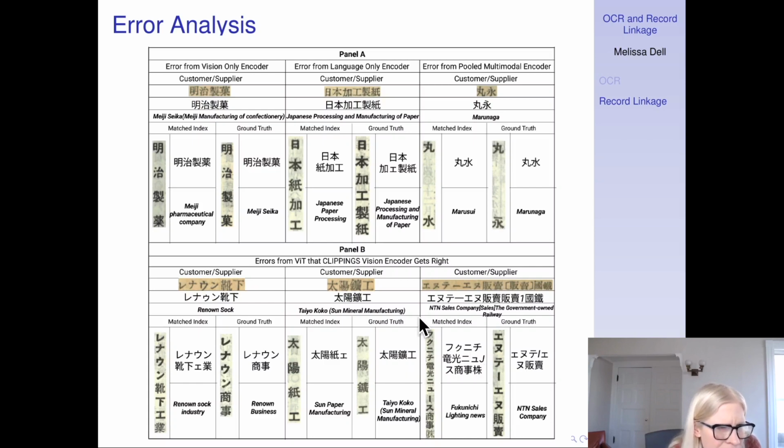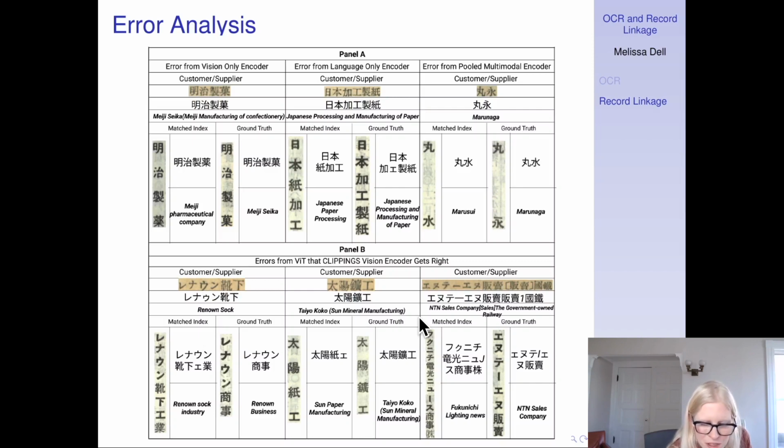Panel B is kind of interesting in that it shows things that the ViT gets wrong that CLIPPINGS gets right. I won't go into the details, but this is the CLIPPINGS vision-only encoder. This indicates that when you do that language-image pre-training, even if you don't have the OCR and just want to use the images to do inference, the model acquires some amount of language understanding from it. It's getting things right that you would get wrong if it only understood vision, even though it's only had the supervised pre-training on vision.